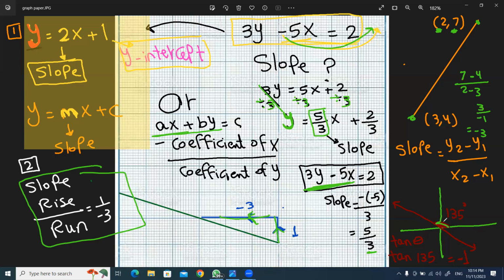And if we have an angle theta like this angle, be careful that the angle must be between the line and the positive direction of the x-axis. Here is the positive direction of the x-axis, and here is the line. So I mean this angle. In this case, the slope is equal to tan theta, and tan 135 equals -1.